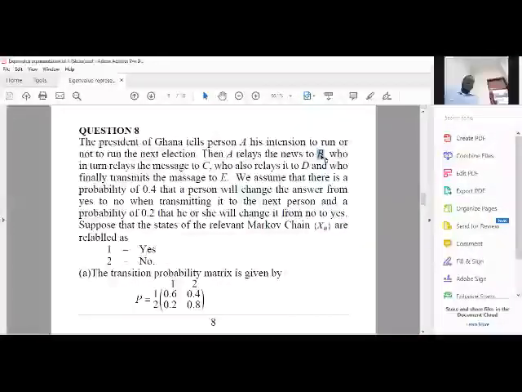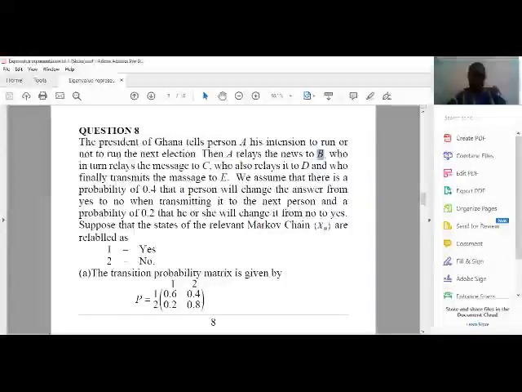Say person B is somebody who doesn't like the president, so he changes the message to person C, and so on. So that is the question. Then D also transmits the message to E. So we assume that there is a probability of 0.4 that a person will change the answer from yes to no. Then the probability that a person will change the answer from no to yes is 0.2.